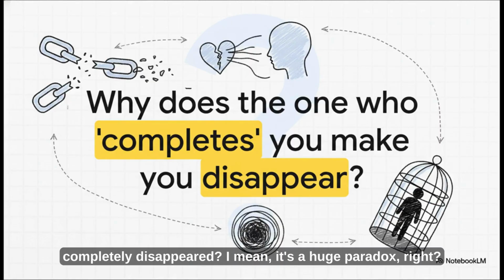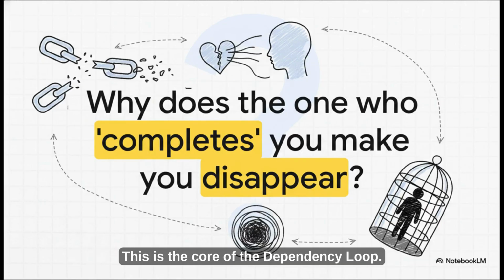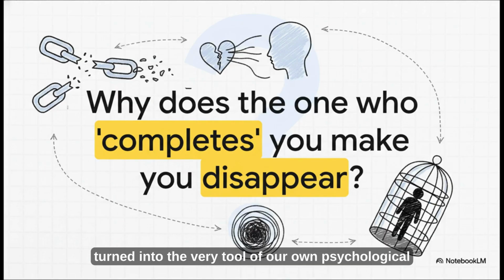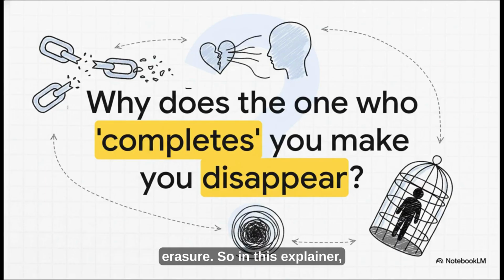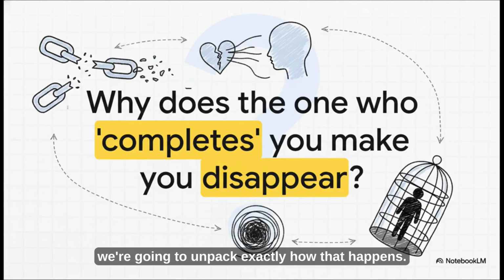So why is it that the very person who claims to complete you so often ends up making you feel like you've completely disappeared? It's a huge paradox, right? This is the core of the dependency loop. It's the moment when our natural human ability to adapt and attach to others gets turned into the very tool of our own psychological erasure. So in this explainer, we're going to unpack exactly how that happens.